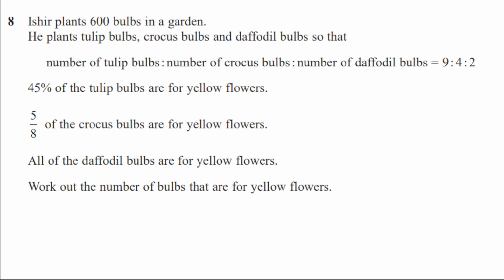Question 8 is 5 marks. The question says, Isher plants 600 bulbs in a garden. He plants tulip bulbs, crocus bulbs, and daffodil bulbs, so that the number of tulips to crocus to daffodil is 9 to 4 to 2. Then 45% of the tulips are for yellow flowers, 5/8 of the crocus are for yellow flowers, and all of the daffodils are for yellow flowers. Then the question says, work out the number of bulbs that are for yellow flowers.